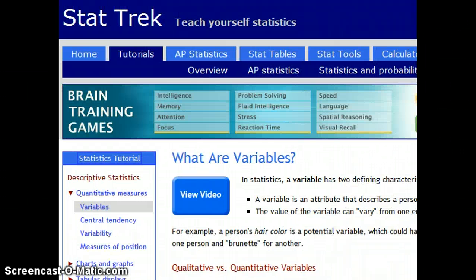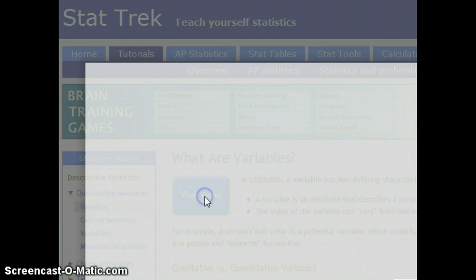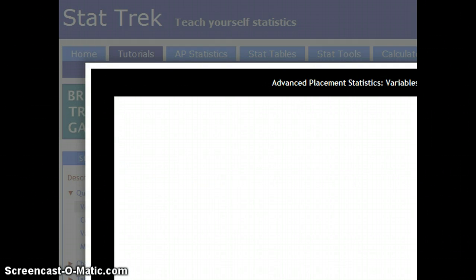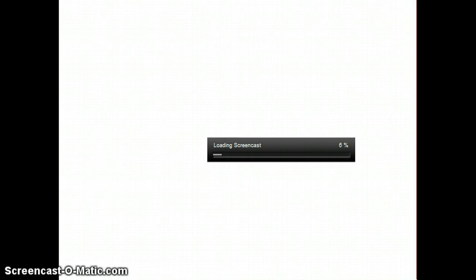The final tutorial I looked at was StatTrek. And what I liked about this was it provided a combination of text and video. And there was also a glossary of terms. There were also problems to solve, and the problems contain feedback. For example, you would have the symbol where you could just click the video, and once it loaded.